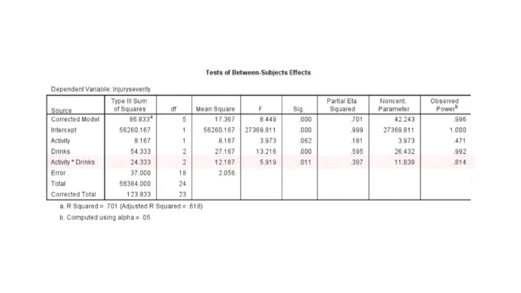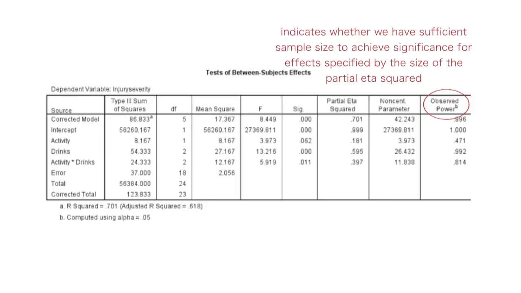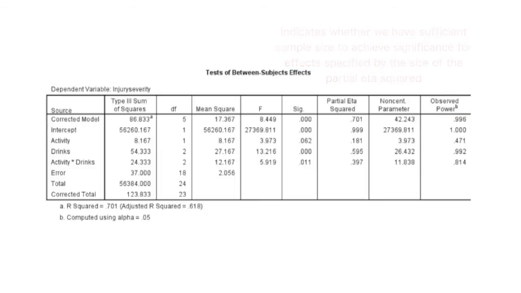Now the partial eta squared is a measure of effect size, and that's similar to the R squared in correlation. The observed power is the sensitivity of the test, and this is the probability of finding significant differences if they exist. It also indicates whether we have sufficient sample size to achieve significance for effects specified by the size of the partial eta squared.